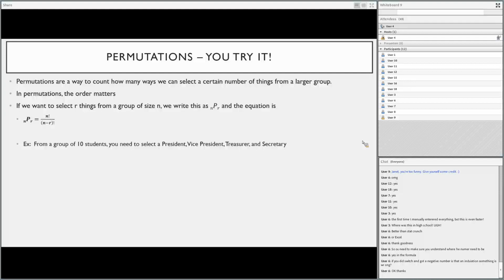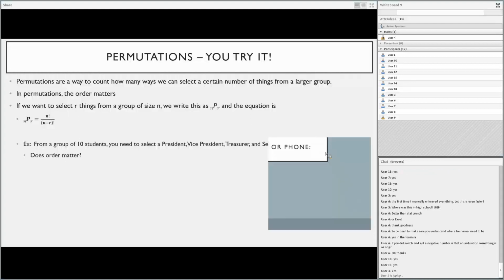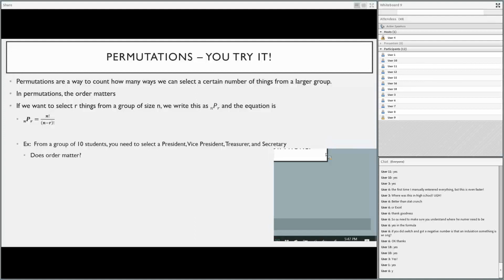Okay, so let's give it a try now. So we're all by ourselves. So we have the nPr formula that we just talked about. So now we have a group of 10 students, and we're going to select a president, a vice president, a treasurer, and a secretary. So first of all, does the order in which I select these students matter?